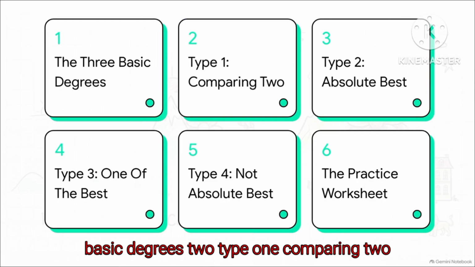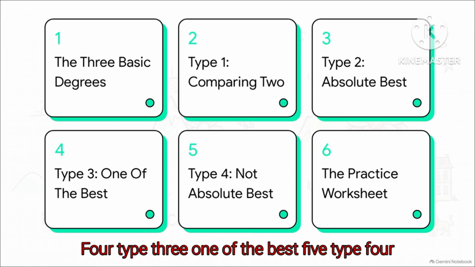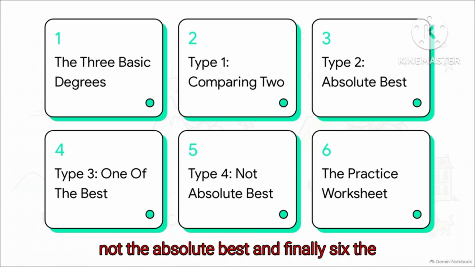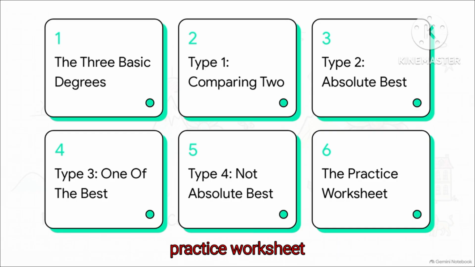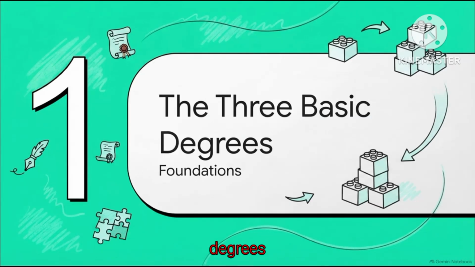1. The 3 basic degrees. 2. Type 1. Comparing 2 entities. 3. Type 2. The absolute best. 4. Type 3. One of the best. 5. Type 4. Not the absolute best. And finally, 6. The practice worksheet. Let's start with Section 1, the 3 basic degrees.